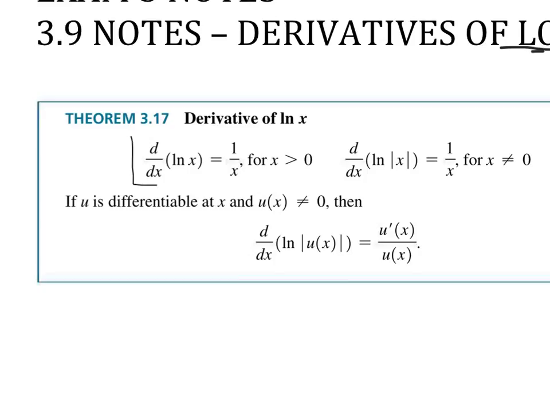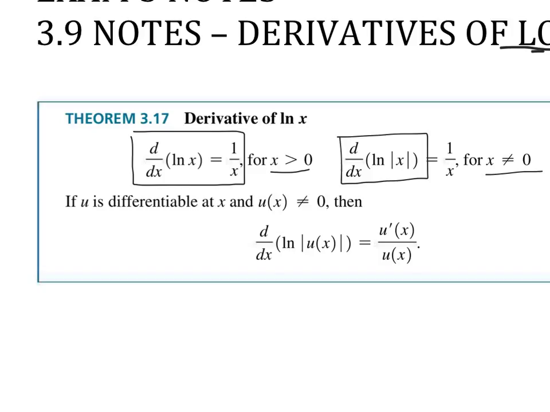Okay, if I take the derivative with respect to x of the natural log of x, then I just get the function 1 over x. And this is true when x is larger than 0. Over here we have this definition where it says the derivative with respect to x of the natural log of the absolute value of x is equal to 1 over x, and that's when x can't equal 0. Okay, we'll talk more about that in class.